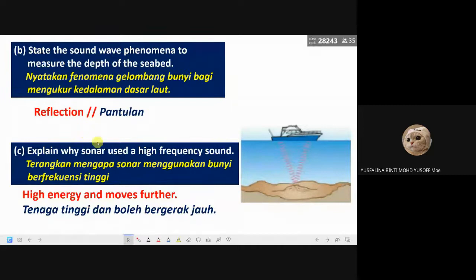Why are they using a sonar? Remember just now we learned about three types of sound, right? Sonar wave or ultrasonic wave has the higher frequency, that is higher than 20,000. That's why we use the sonar. When the frequency is high, it means the energy is higher. When the energy is higher, it can travel further. So that is why we use a sonar: because sonar has high frequency, high frequency means high energy, and high energy can travel further.